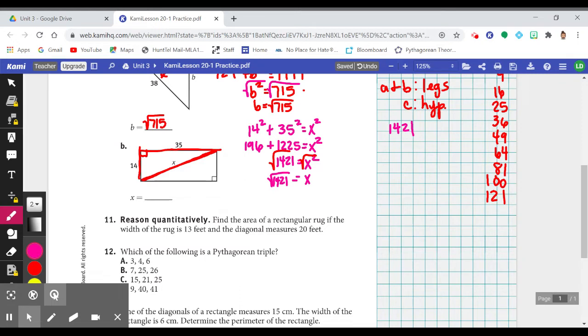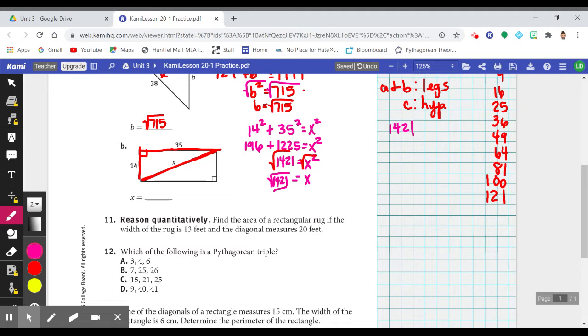So hopefully you got to the point where we found x is equal to the square root of 1,421. And I do want to say before I show you how to simplify the square root of 1,421, always check to see if this is a perfect square by simply putting it in the calculator, square root of 1,421. Problem is, when you put the square root of 1,421 in the calculator, you get 37.6961. So it's not a perfect square.